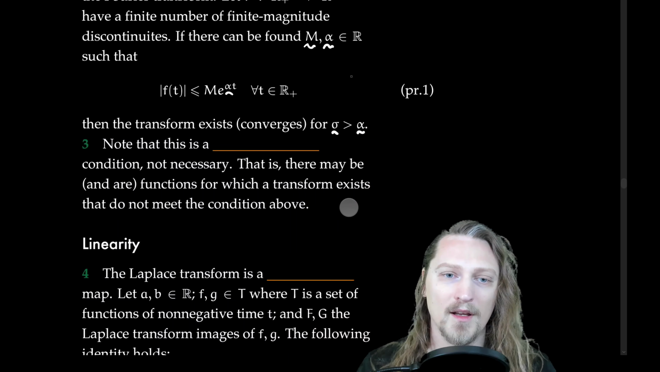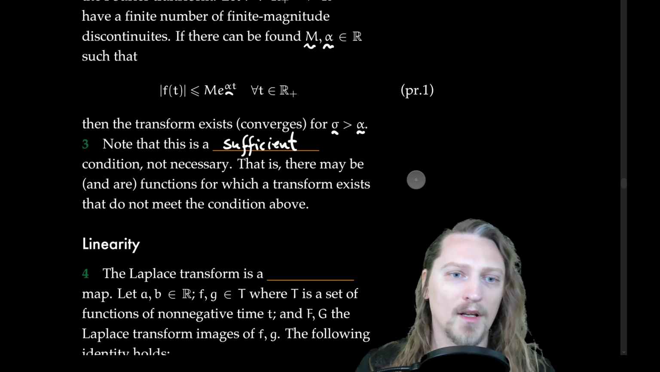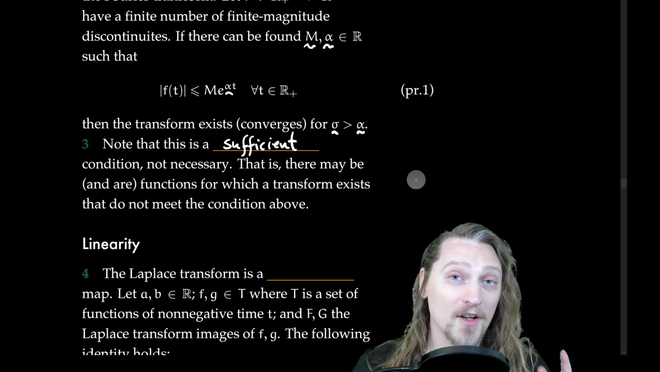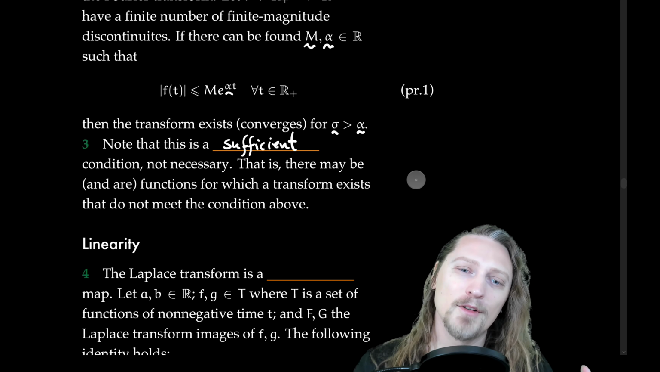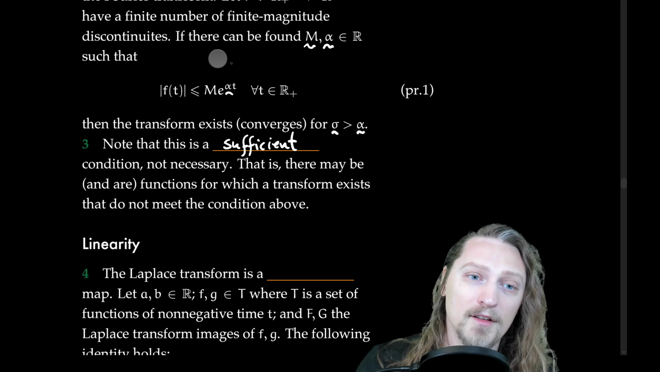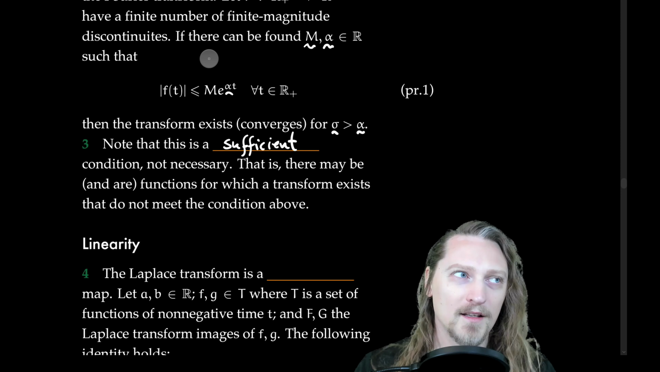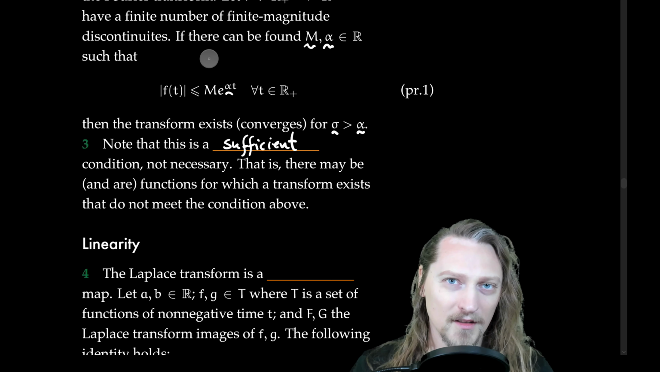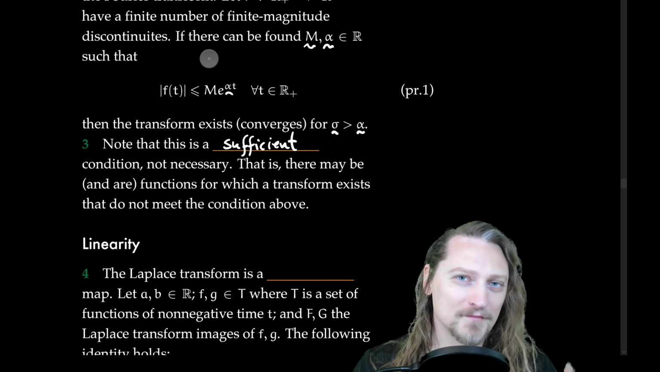Note that this is a sufficient condition, not necessary. That is, there may be and are functions for which a transform exists that do not meet the condition above. However, if this condition is met, there is a transform. It's the old necessary and sufficient difference in logic, so it's good to review that from time to time.